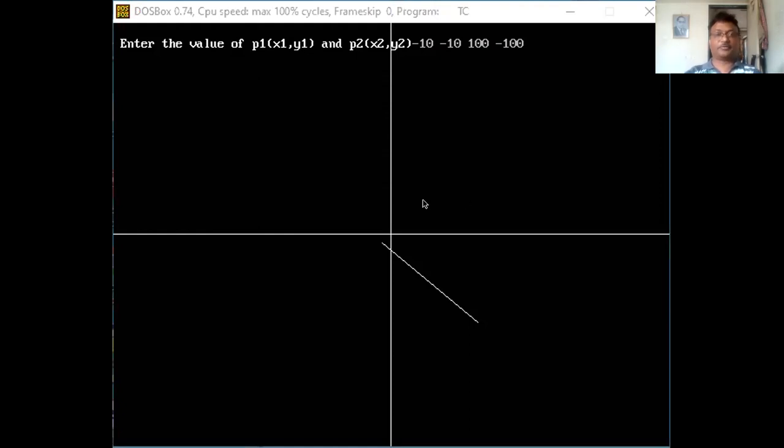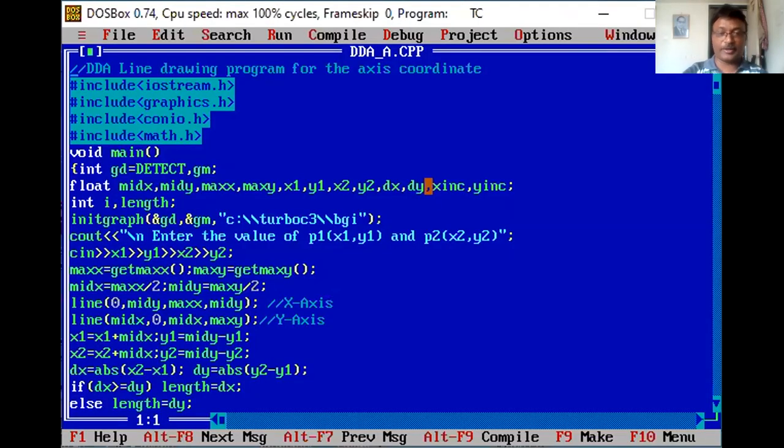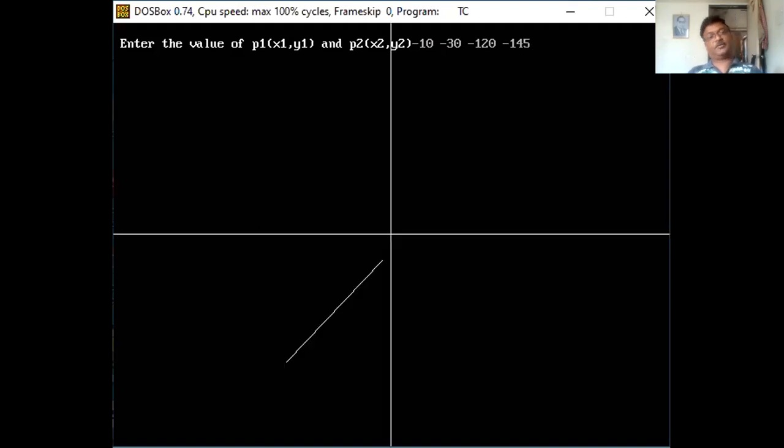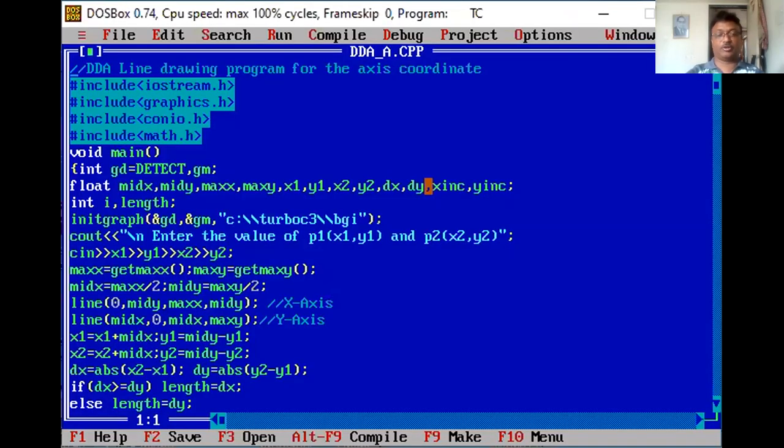Suppose this line should be drawn entirely in the third quadrant. Then both values must be negative. So I enter -10, -30, -120, -145. If we enter both negative values, the line should appear in your third quadrant. Likewise you can change it for all the quadrants.